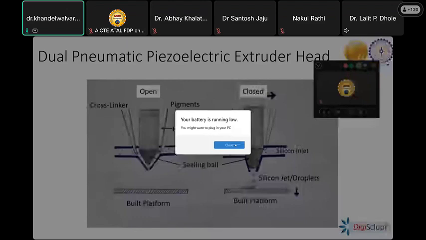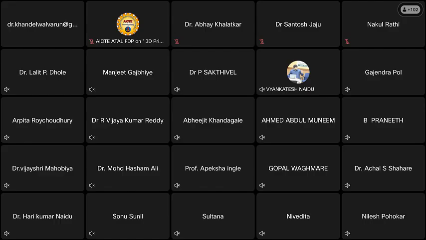Now this head moves in the X and Y directions, and the build platform moves in the Z direction. This way, the structures can be printed. Now, in this head, there are two inlets. One is for the cross linker and another for the pigments.